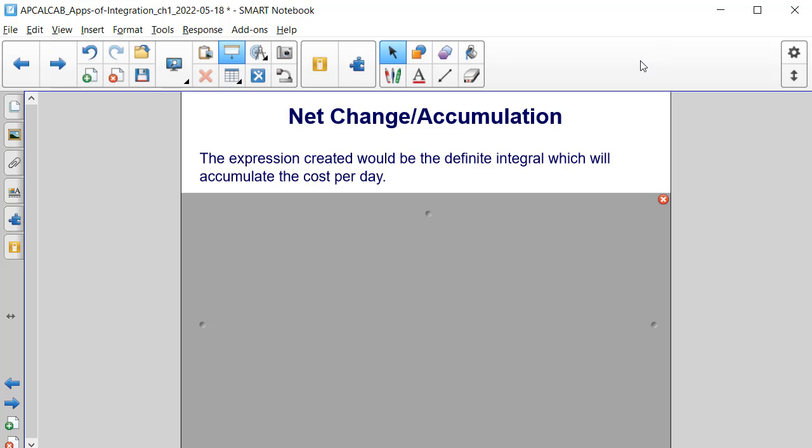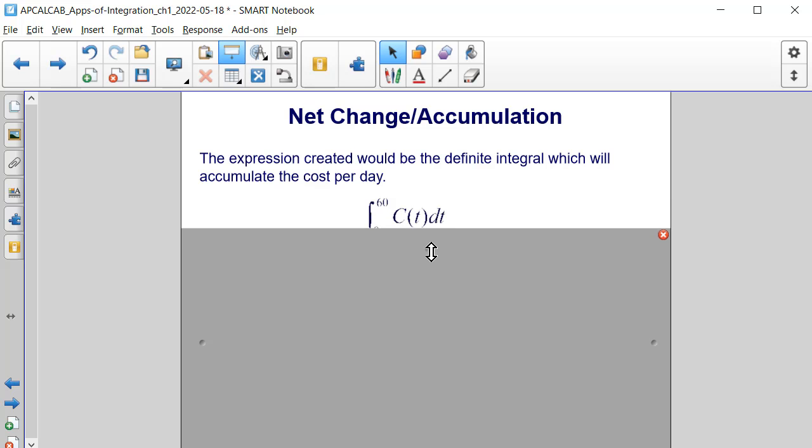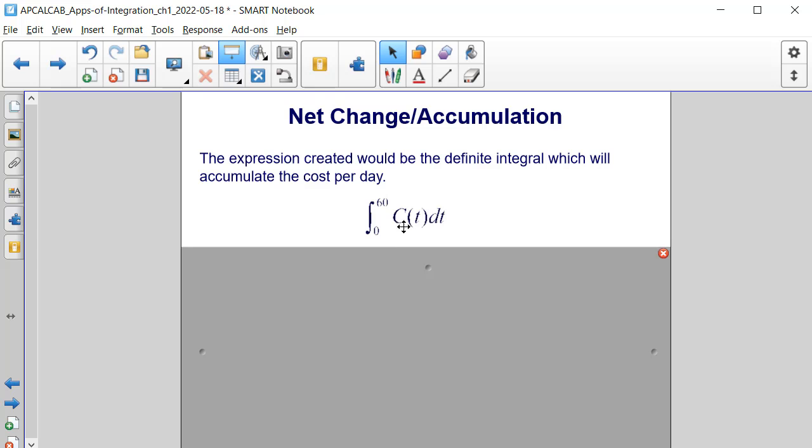The expression that we could create would be the definite integral, which would accumulate the cost for each day. So we would do the definite integral from 0 to 60 of our cost per day function, that's a function of t, and we can integrate it with respect to t with the dt at the end.